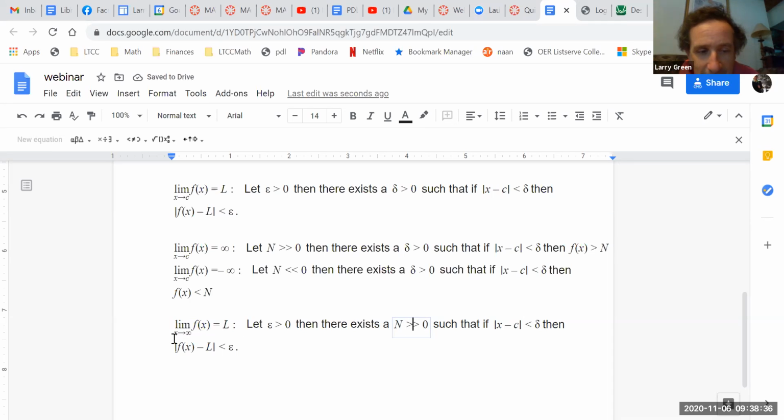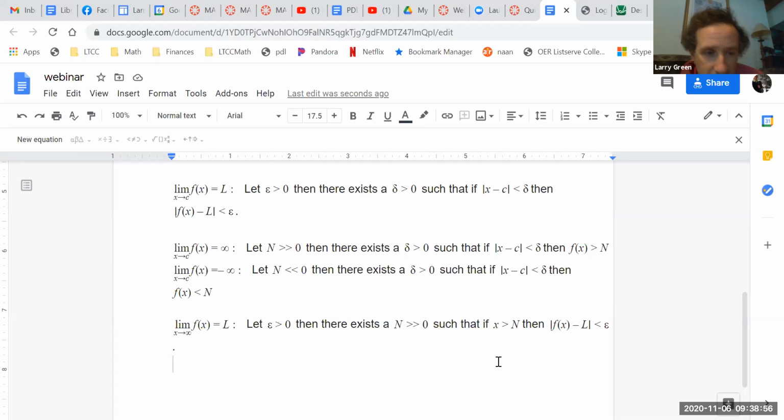And now we're going to let x be bigger than N. So instead of |x - c| less than delta, we're just going to say x is greater than N. So once you get past that value N, then you're close to L, within epsilon.